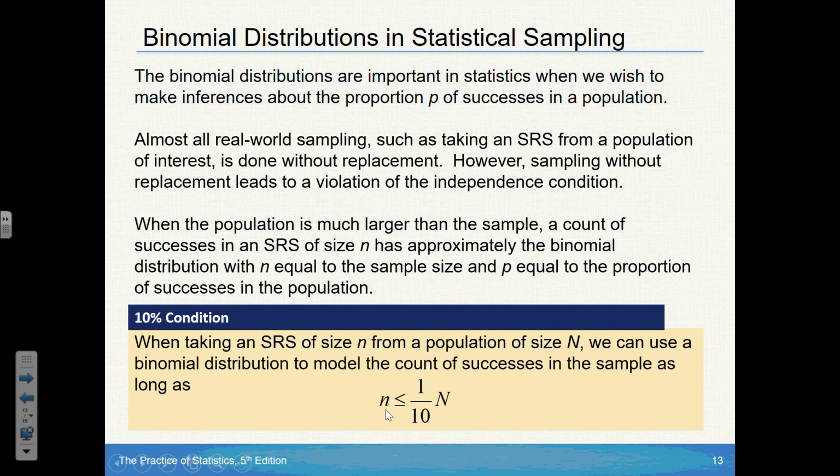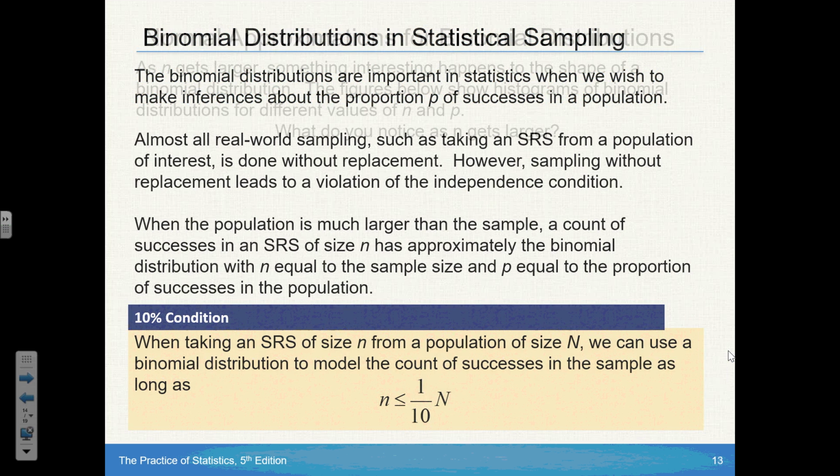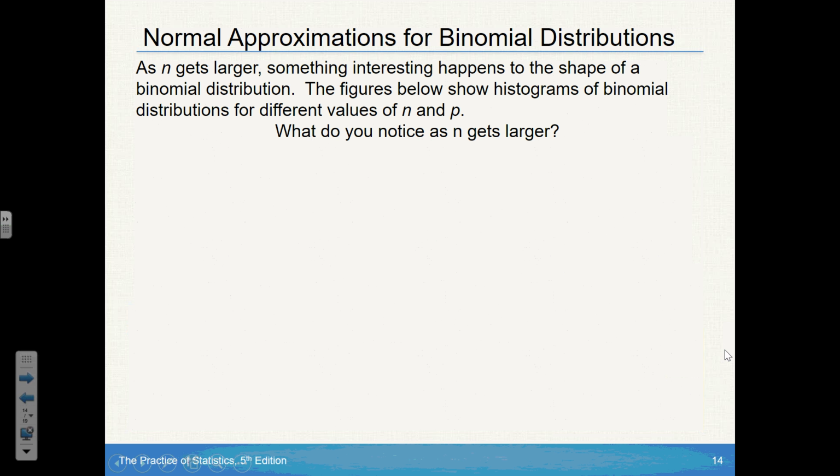So if your sample size is 10 and the population is 50, well, now you have 20% of the population, and that's no good. That would be too large of a sample size, and therefore the probabilities are going to change too much. But if your sample size is 10 and the population size is 1,000, well, then you're clearly less than 10% of the population, and therefore you're not changing the probability in any significant manner, which is why we can say that it is still approximately independent. So that will allow us to use the binomial rules.